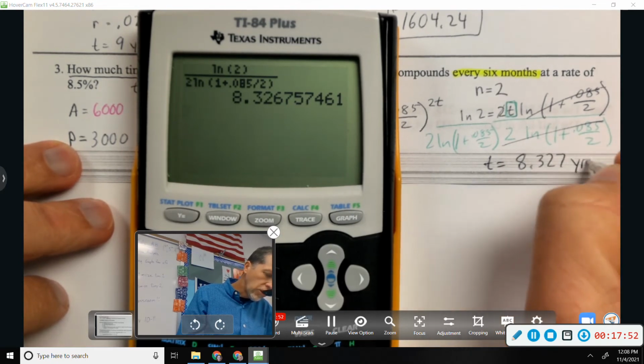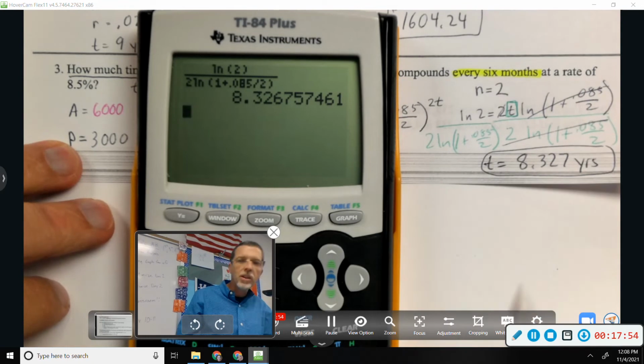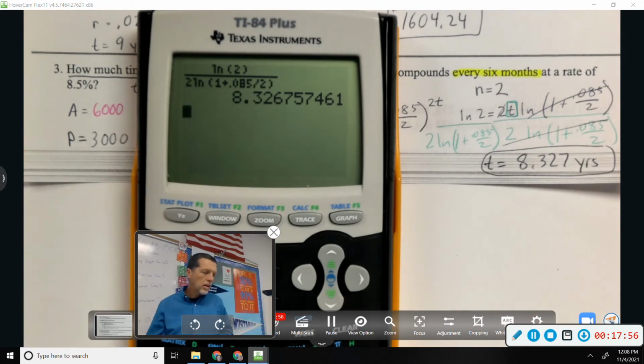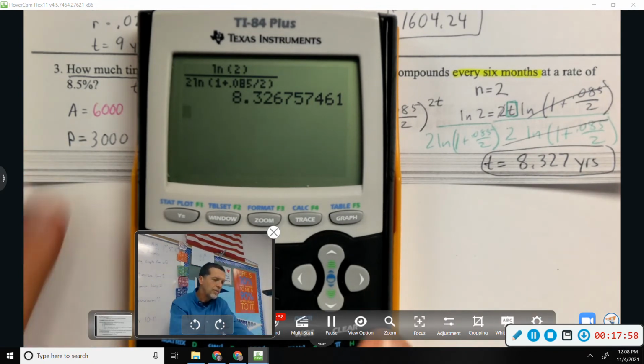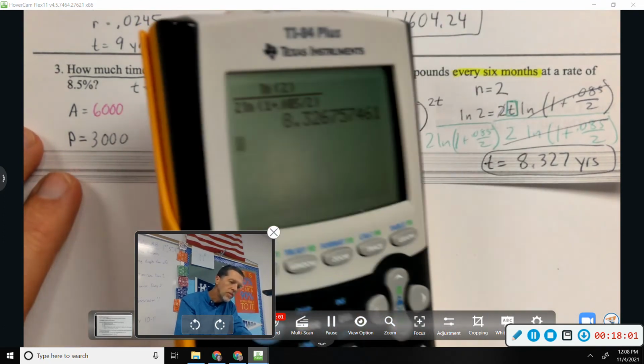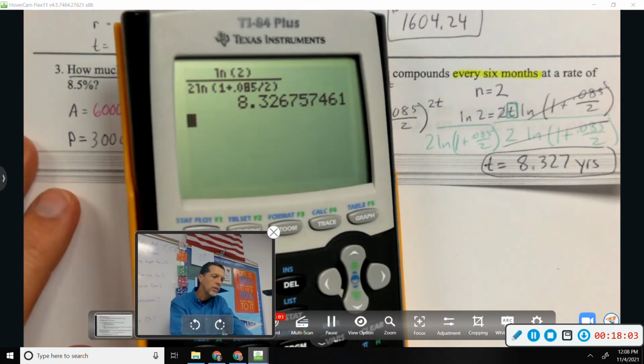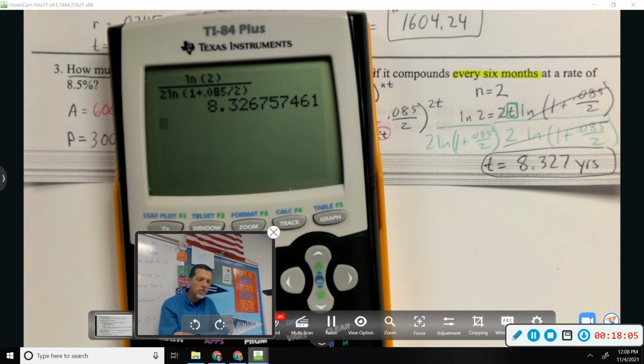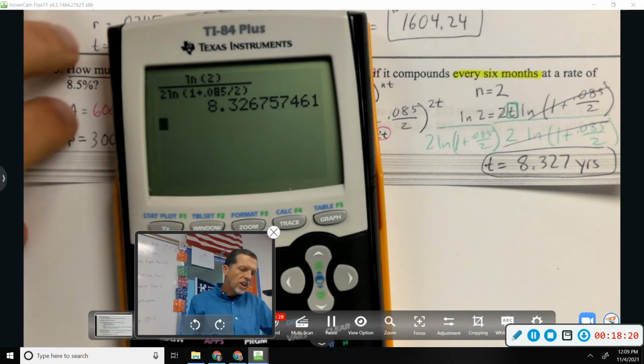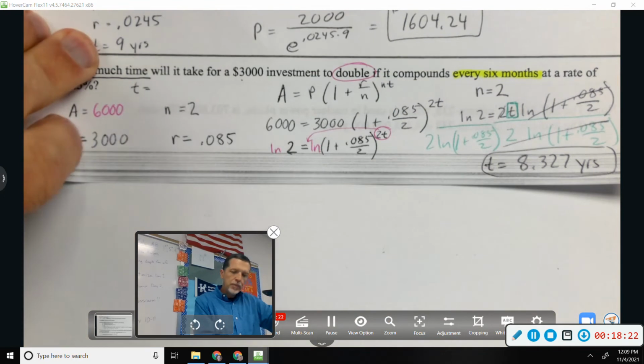8.327 years. This time's always going to be in years. And that seems reasonable. $3,000 to double in 8 years. Again, if we got 0.0003 years, then we know something's up. If we got 1,000 years, hopefully we would know something wasn't quite right. So check your answer to see that it makes sense.